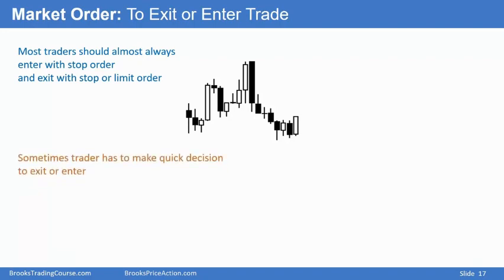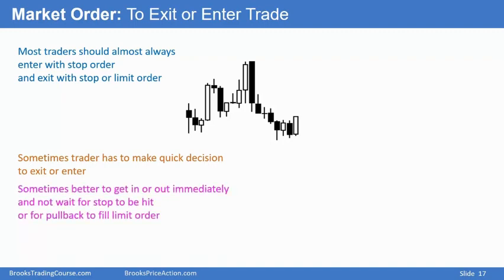Sometimes the market is moving very fast and you have to make a very quick decision, either to exit a trade that you're already in or to enter a trade. And sometimes it's just better to get in or get out immediately and not wait for your stop to be hit, or not wait for a pullback that would allow you to enter at a better price with a limit order. And that is why all brokers have an option to create market orders.